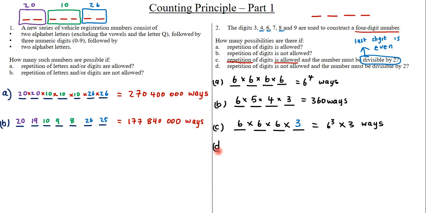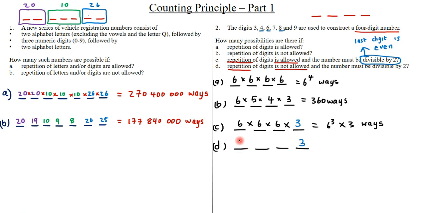Okay, so now let's look into the second part. The second part is saying more or less the same thing. Repetition is not allowed, but the number must be divisible by 2. We already tested that one. So divisibility means the options here that are divisible by 2 are 3 options, so we'll still put in 3 here, so I'm going to write 3 there, but now we don't need to repeat our digits.